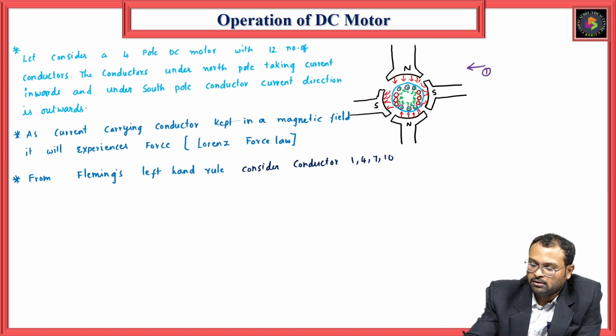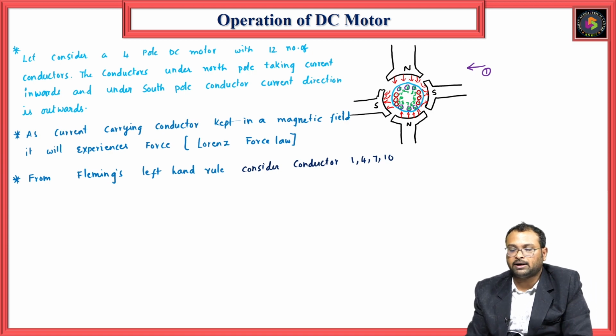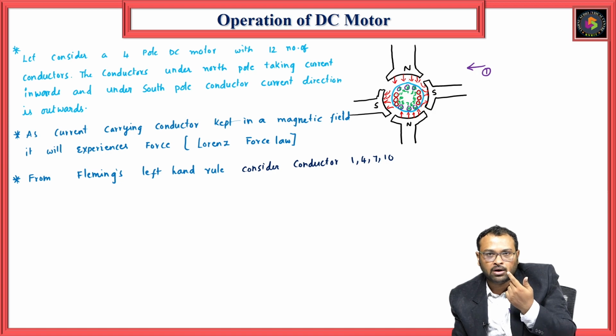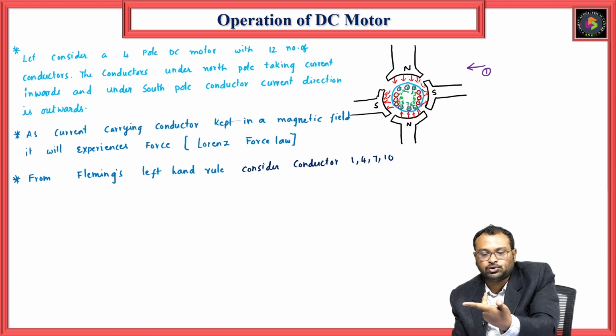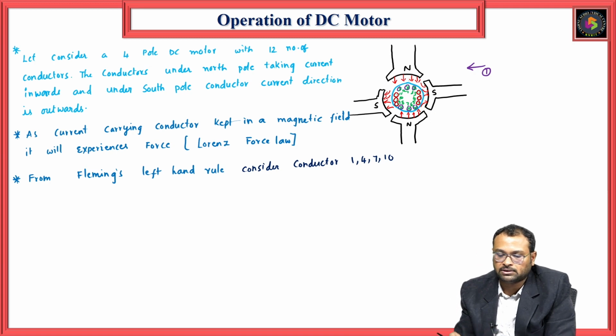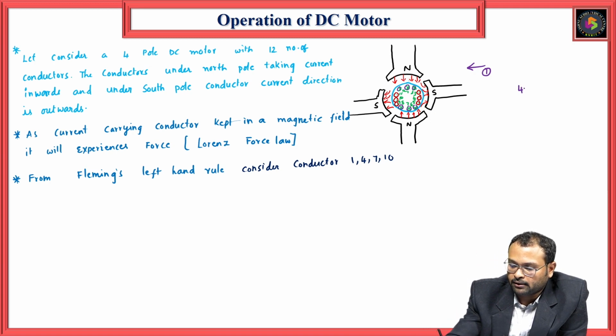Next we will see the fourth conductor. Here, the fourth conductor is under the south pole, and the current direction is outwards. So my middle finger is outwards, and the flux is also towards the south pole. So the fourth conductor is moving upwards.